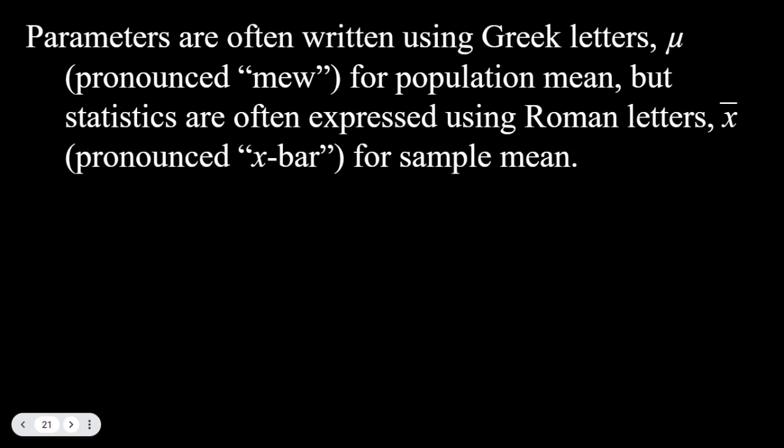Parameters are often written using Greek letters. Mu is the one that is used for a population mean, and that's that little thing that kind of looks like a cursive U, but it's a Greek letter mu. Statistics are often expressed using Roman letters or some variation of them, and for the sample mean, we use what is called X bar. That's a little X with a line, a bar over the top of it.